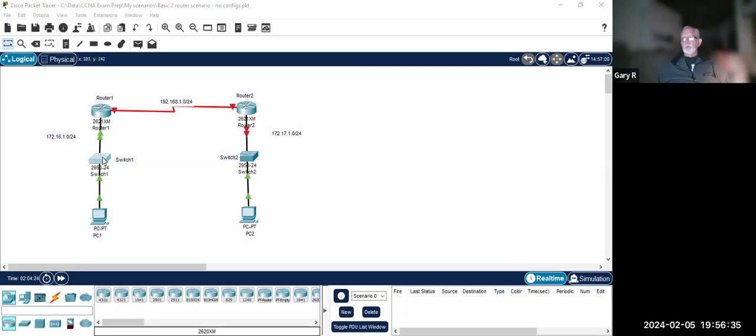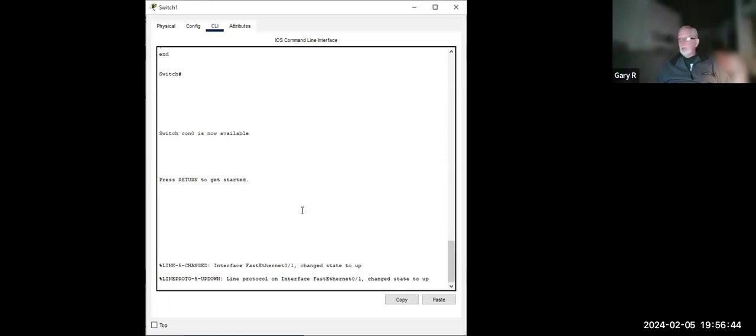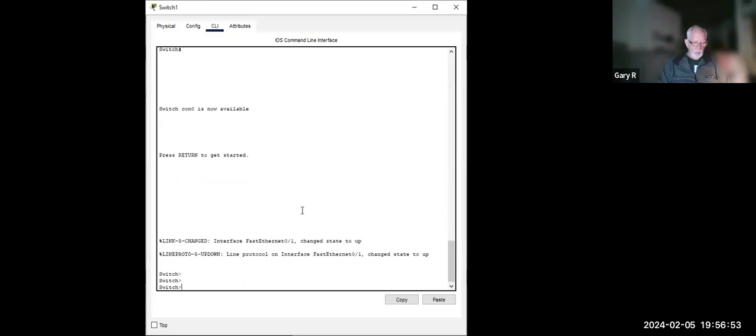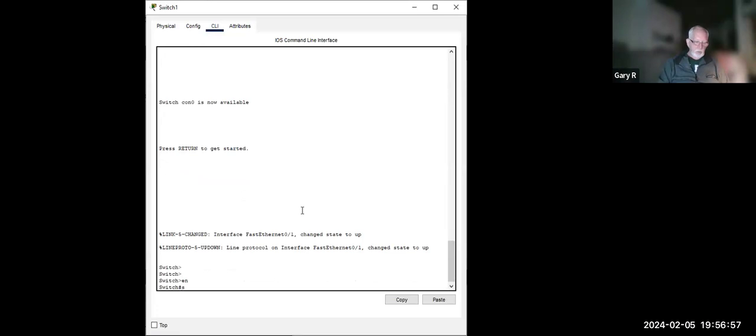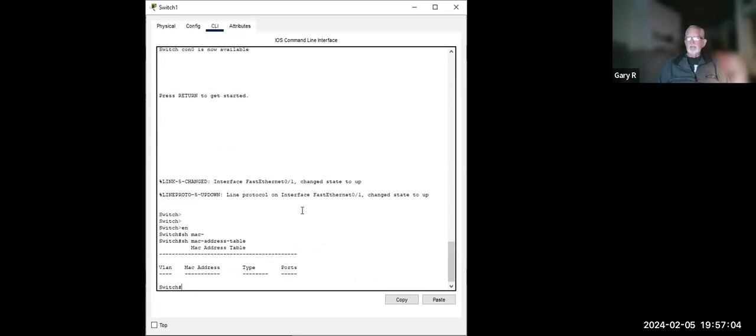I'm going to switch to the switch now. I have to stop my share and do another share there. Okay, and I'm going to bring this up here, and we'll see whether or not, okay, enable. And let's do a show MAC address table and see. Okay, so at this point, it hasn't learned anything.